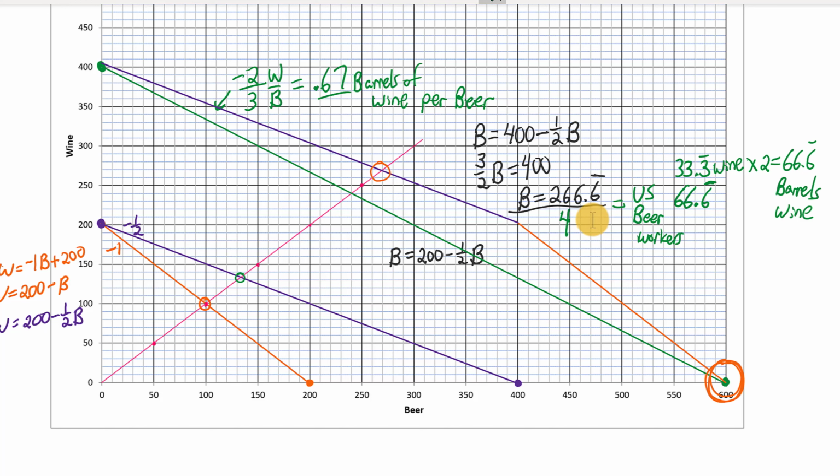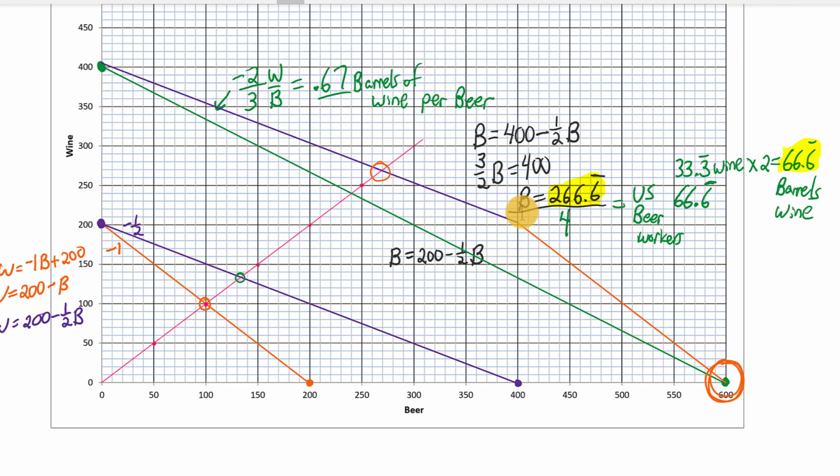So this is what the United States is going to have to trade with when we start the trading round. They're going to have 266 and 2/3 barrels of beer and 66 and 2/3 barrels of wine to trade. Now, what are the French going to have as we enter at the docks and we start trading things? What are they going to start off with? Right, in this idea, they're going to be right here. They're going to be sending all of their workers to the wine factory, specializing fully in making wine.